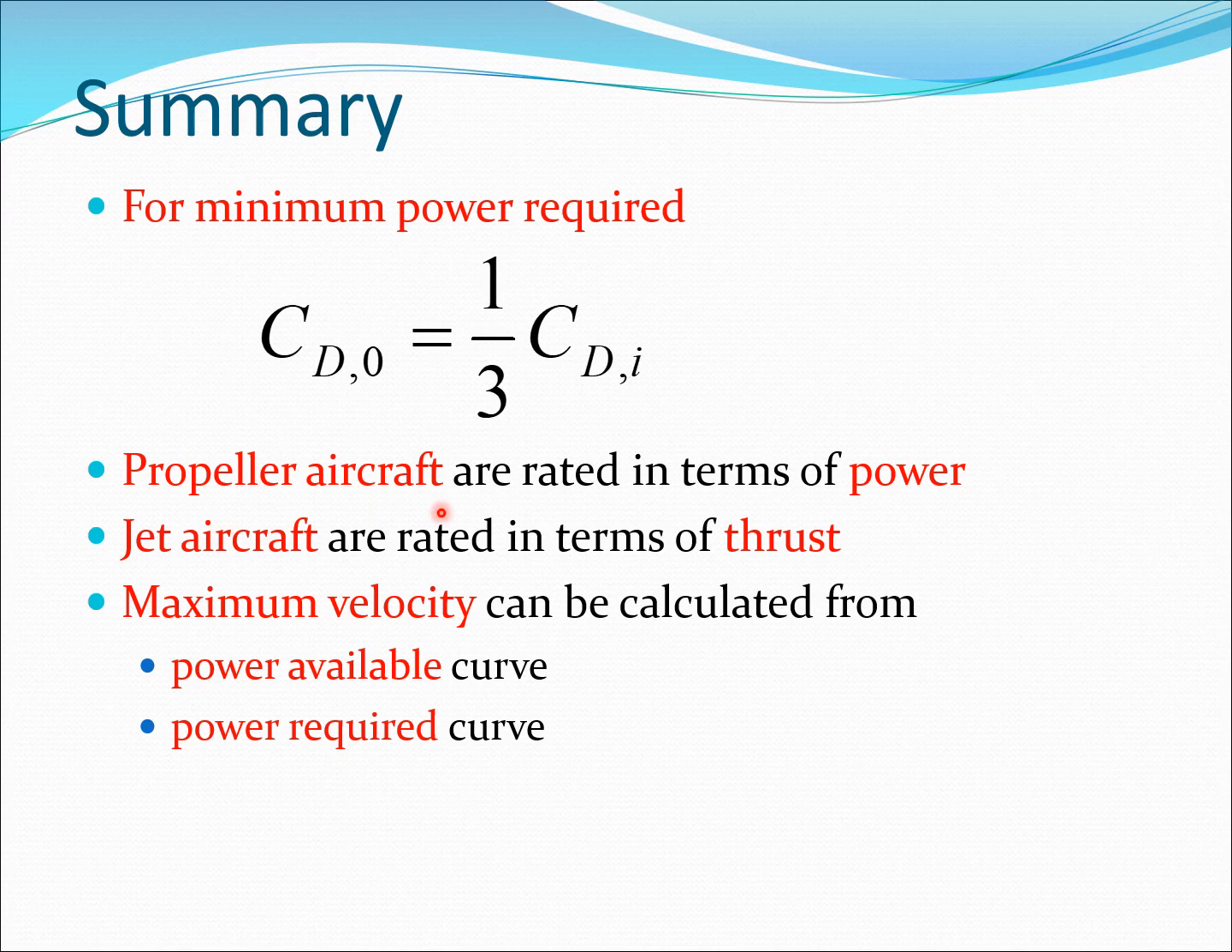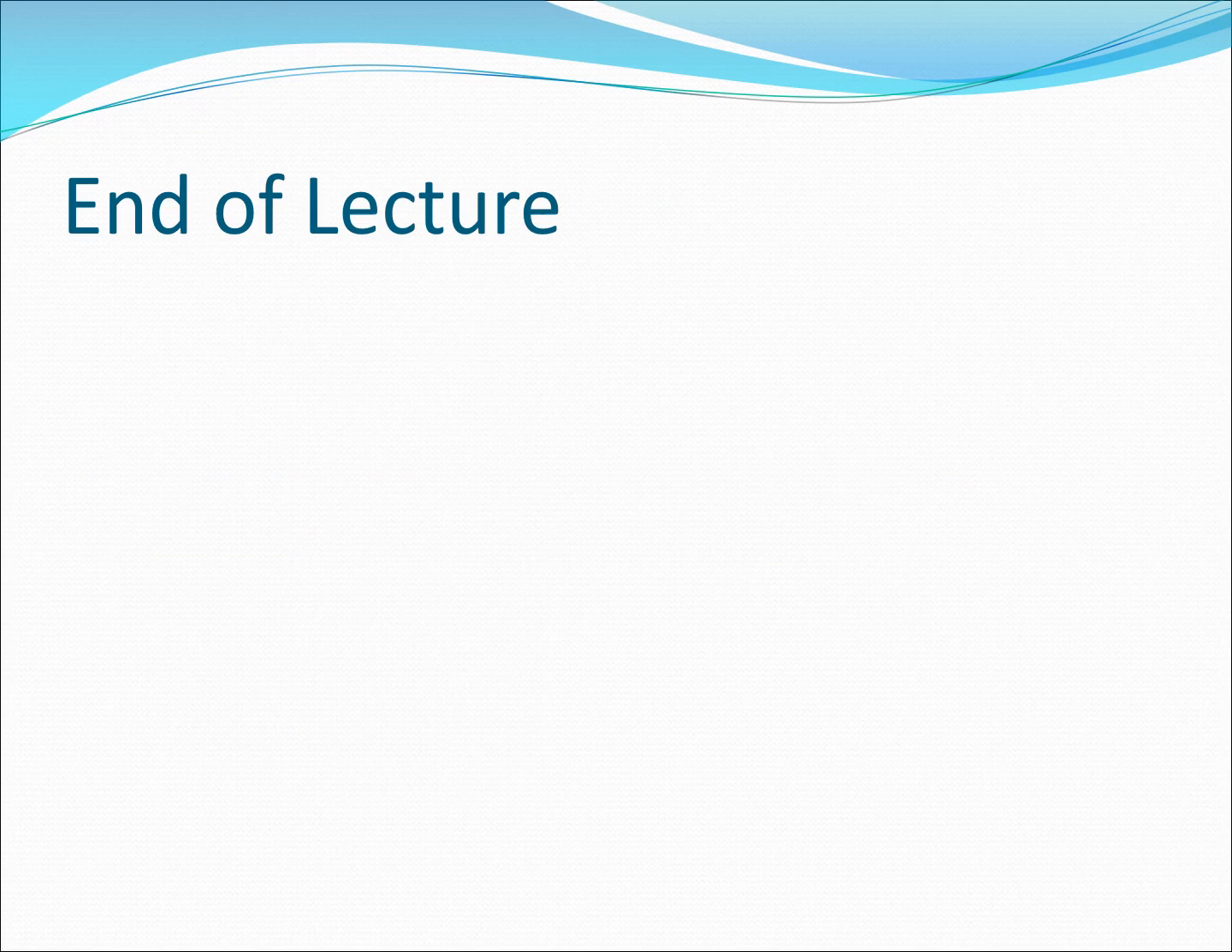Also, propeller aircraft are rated in terms of power, jet aircraft are rated in terms of thrust, and the maximum velocity can be calculated from the point where the power required curve and the power available curve intersect, for either the jet aircraft or the propeller aircraft. So this was today's lecture where we talked about the power required and available curves. These curves are very important for airplane performance design.